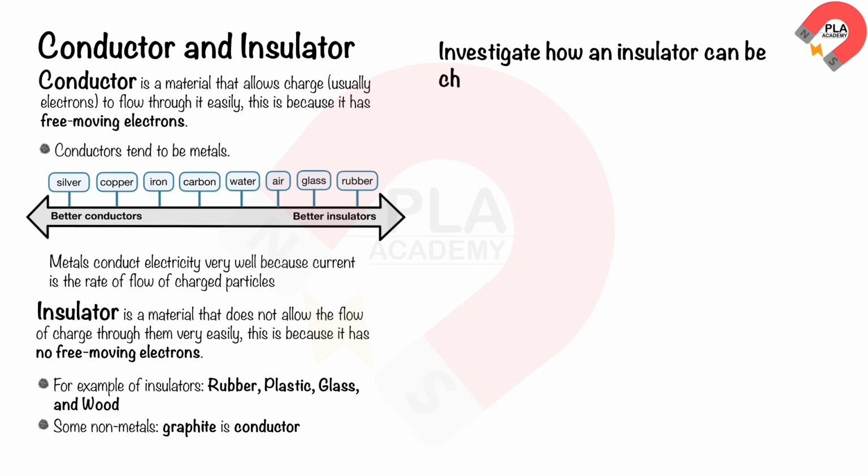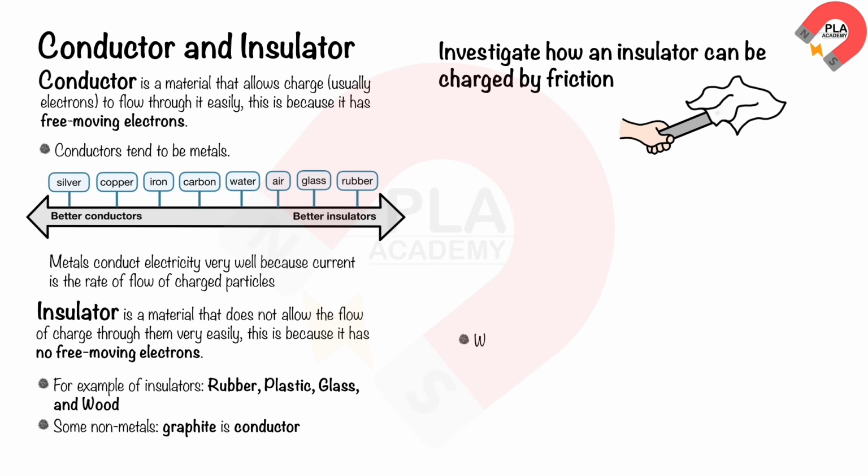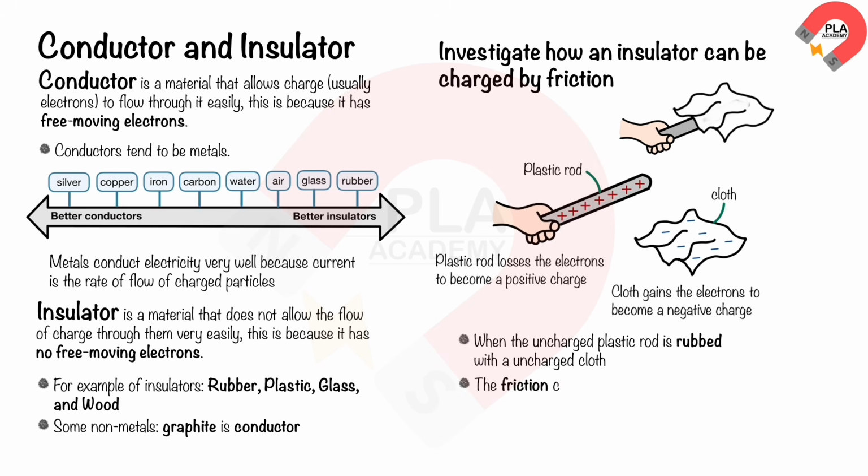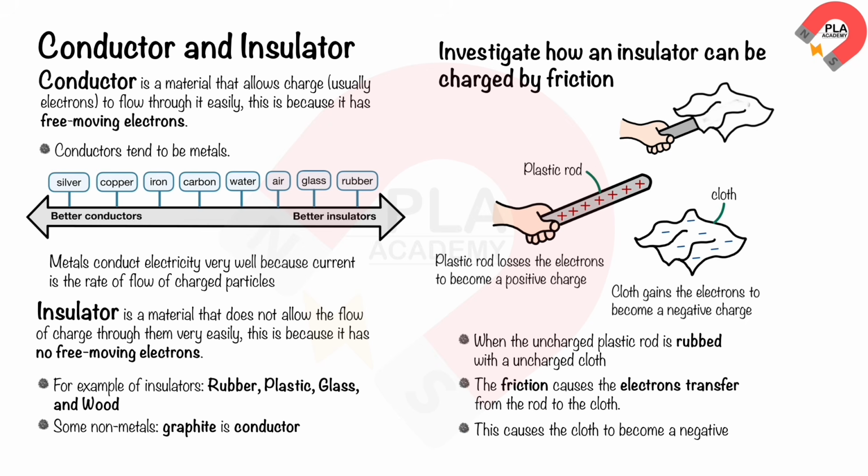Investigate how an insulator can be charged by friction. When the uncharged plastic rod is rubbed with an uncharged cloth, the friction causes electrons to transfer from the rod to the cloth. This causes the cloth to become negatively charged, and the plastic rod to become positively charged.